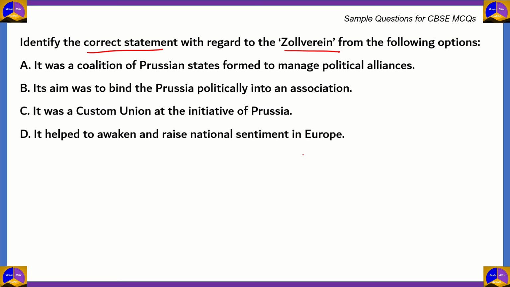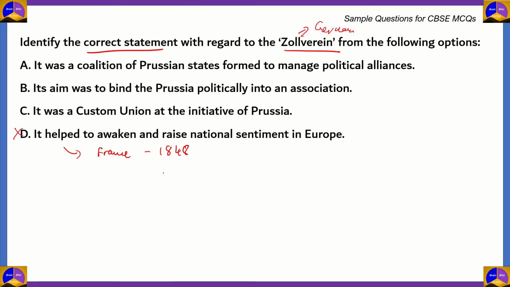Zollverein helped to awaken and raise national sentiment in Europe. This would be incorrect, because what helped to awaken national sentiment was the upheaval in France in 1848, where the kingdom was once again overthrown and Louis Philippe was made as the president. So therefore, option D is incorrect. Remember, the word Zollverein is German.